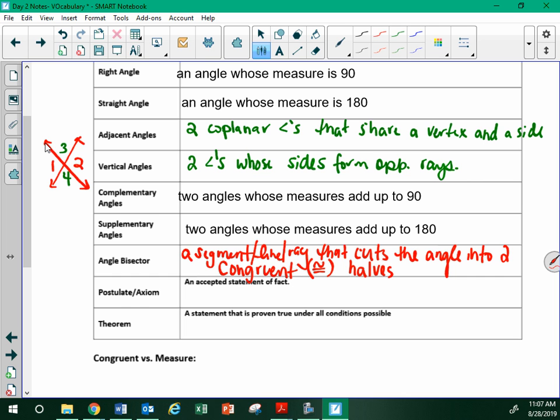Yeah, so it's equal measure. When we get into our figures, they're same shape, same size. We talk about it in terms of angle. Each half of the angle would be the same measure. Okay, so congruent means it has the same measure. So when you cut it into two congruent halves, then each half is the same. Good.